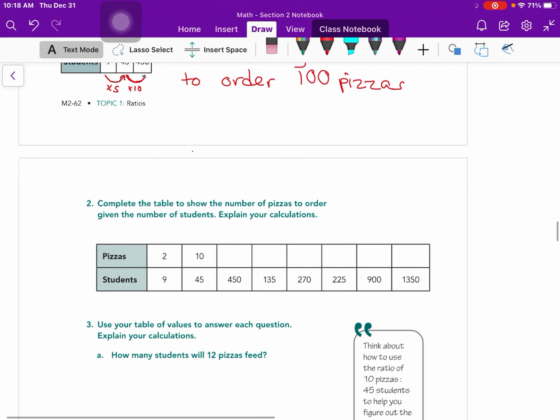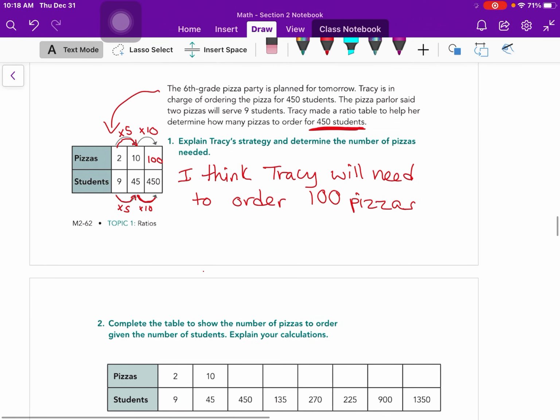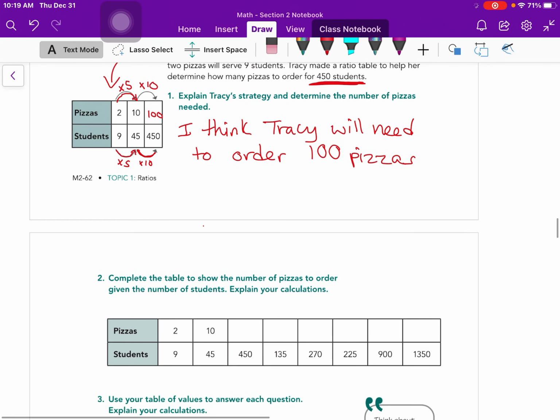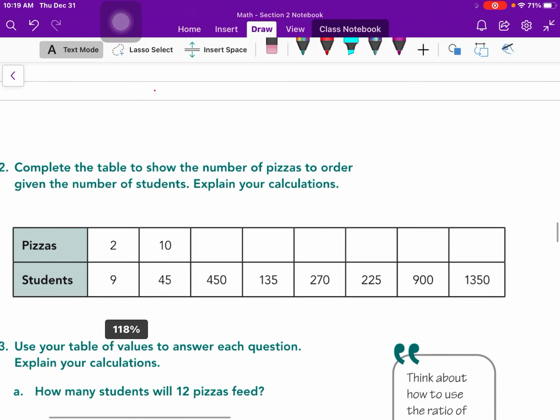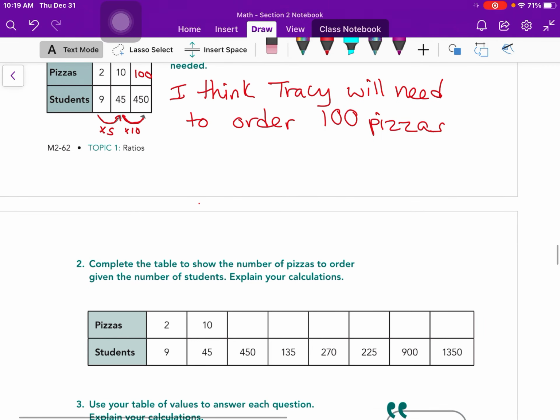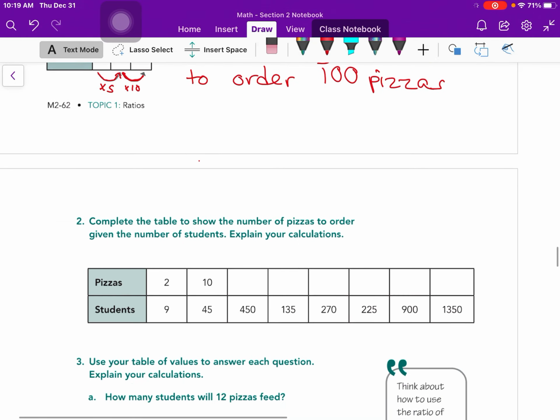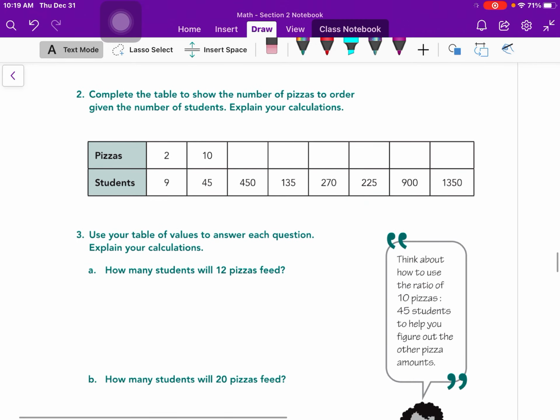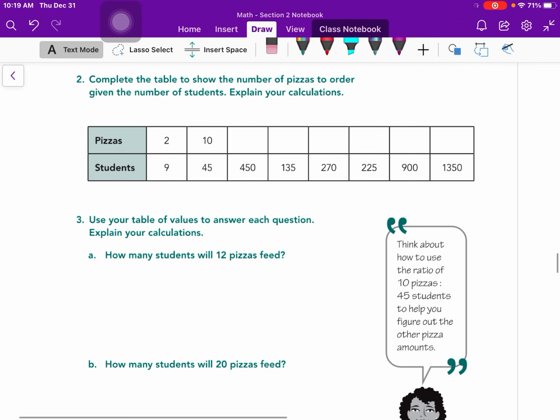Complete the table to show the number of pizzas to order given the number of students. So if we don't have 450, or we have way more than 450 like you can see here, how many pizzas are we going to have to order? And then explain your calculations. Go ahead and pause the video now, do some figuring to come up with your answers, and then meet me back here once you've got them done.